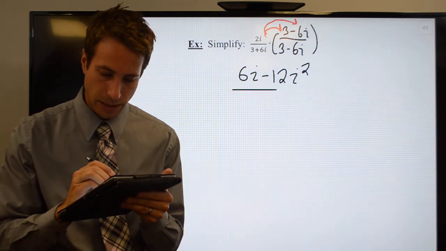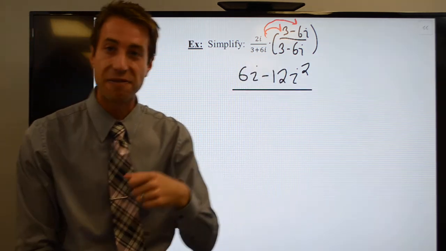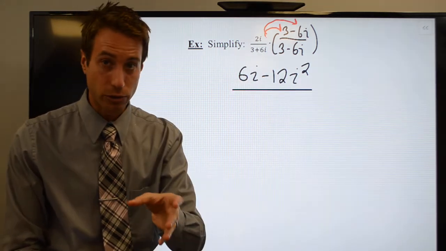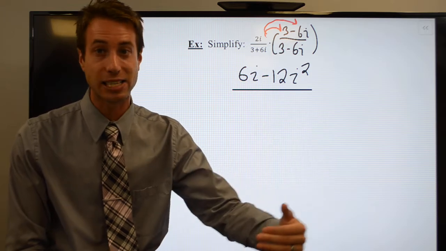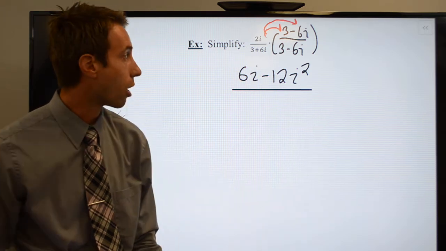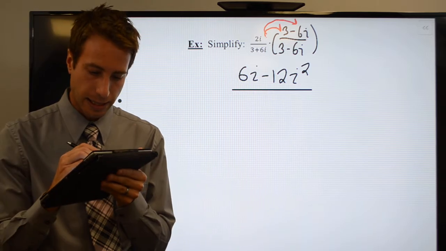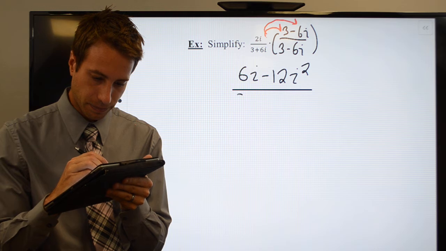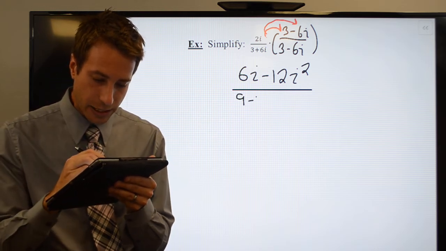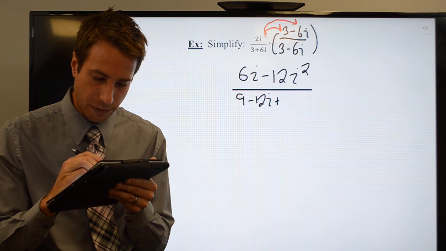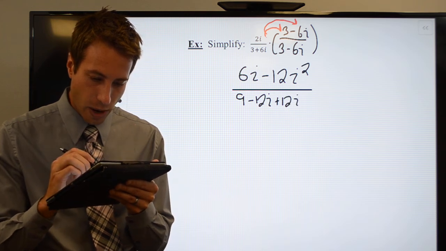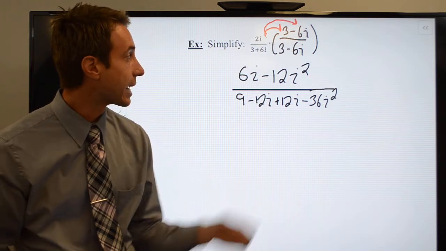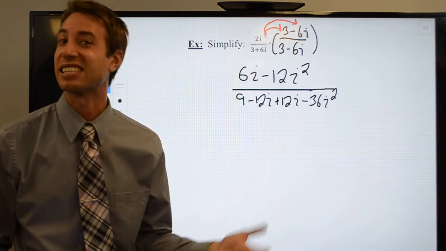All right. The bottom, though, is definitely foiling. I have a binomial and a binomial. So here we go. Remember, my middle terms had better drop out, and I better wind up with an i squared. If I don't, I did something wrong. 3 times 3, that's 9. I am then going to wind up with, let's see, a minus 12i and a positive 12i. And then I'm going to wind up with a minus 36i squared. That's what I get when I do a positive 6i times a minus 6i.